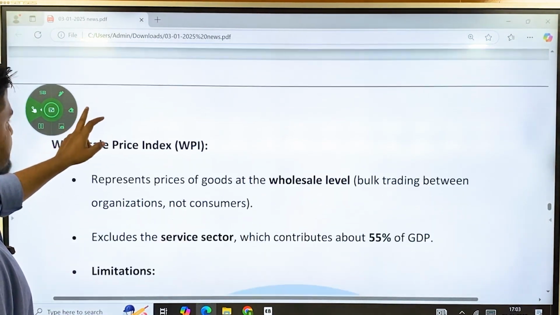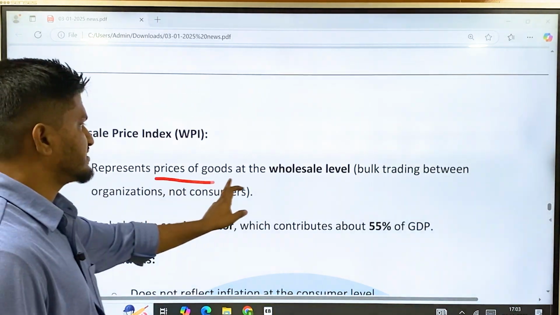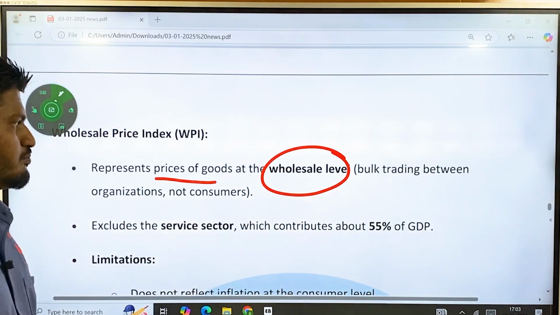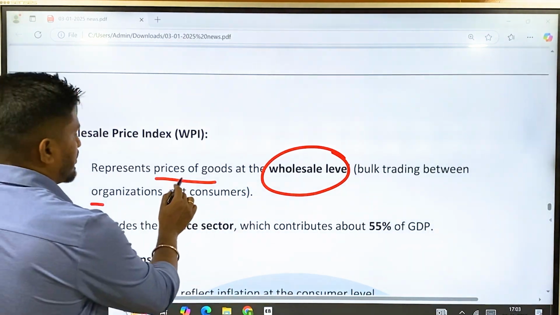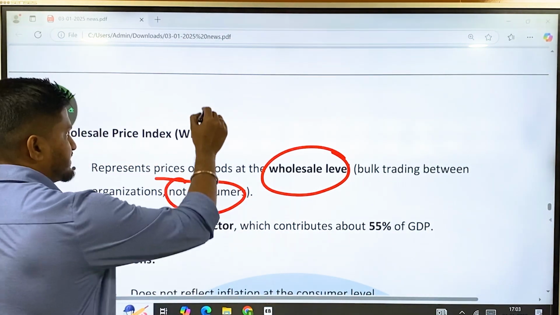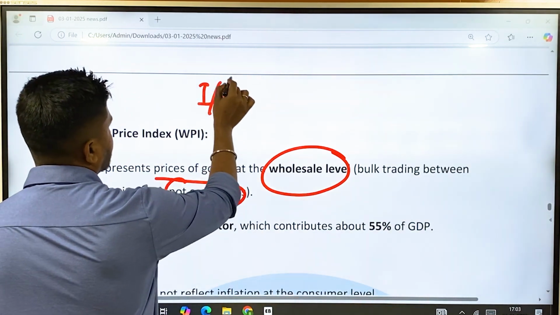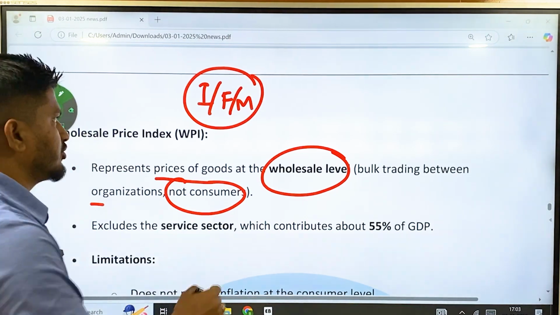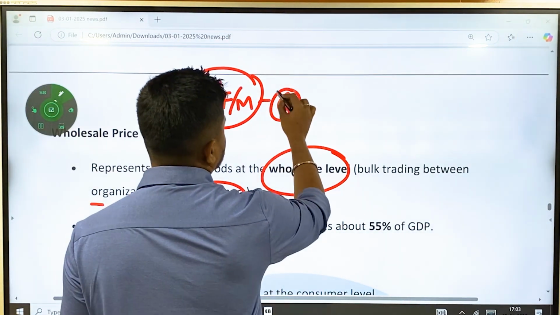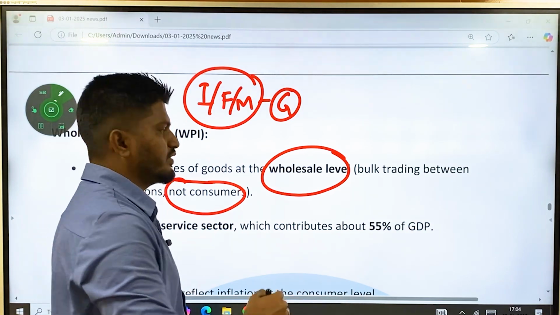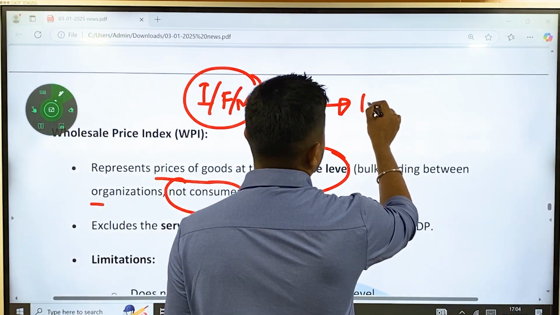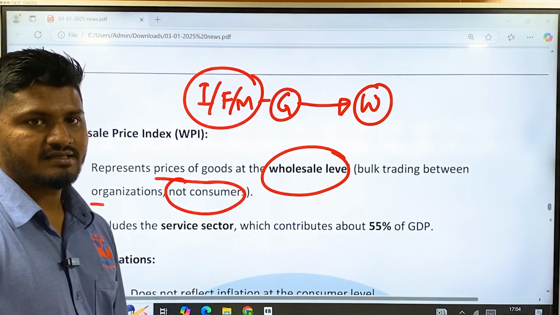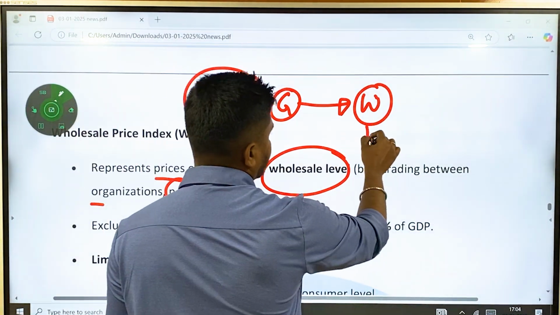So wholesale price index represents prices of goods at the wholesale level. Okay, that is bulk trading between organizations and not the consumers. First you have to understand this. There is an industry or factory or manufacturers. They are going to produce a particular good, and these goods will be bought in a wholesale way by the bulk trading operators, the wholesalers. This wholesale price index calculates the inflation at their level.